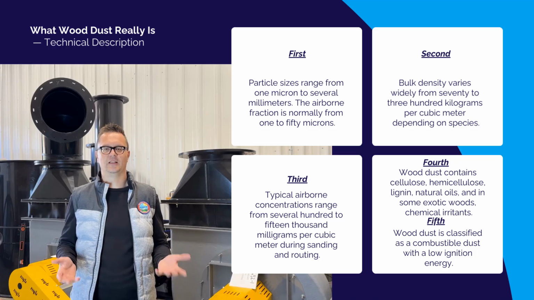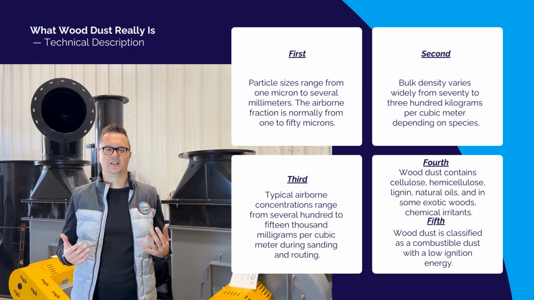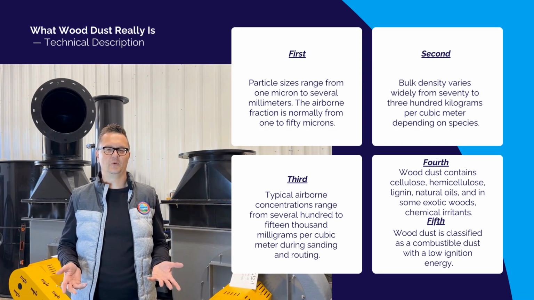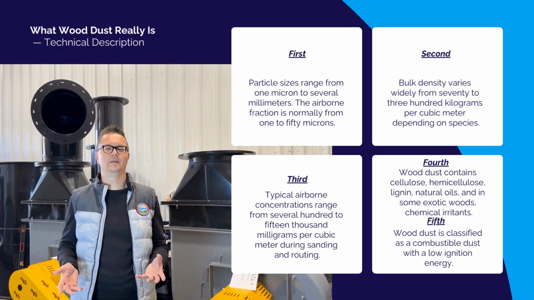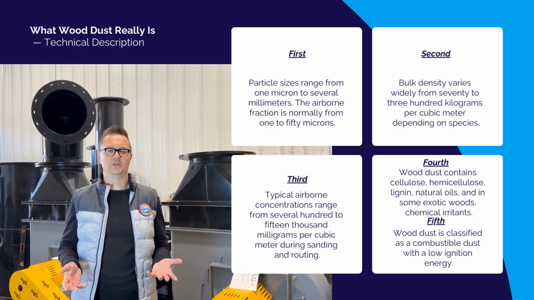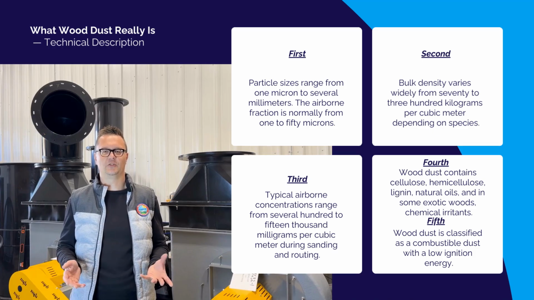What wood dust really is, technical description. Wood dust is made of fine particles released during sawing, routing, sanding, milling, and grinding of wood. The dust is highly variable depending on the type of wood and the process. Typical characteristics. First, particle sizes range from 1 micron to several millimeters. The airborne fraction is normally from 1 to 50 microns. Second, bulk density varies widely from 70 to 300 kilograms per cubic meter depending on species.